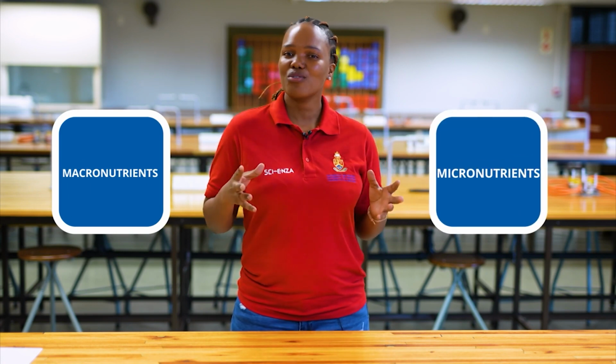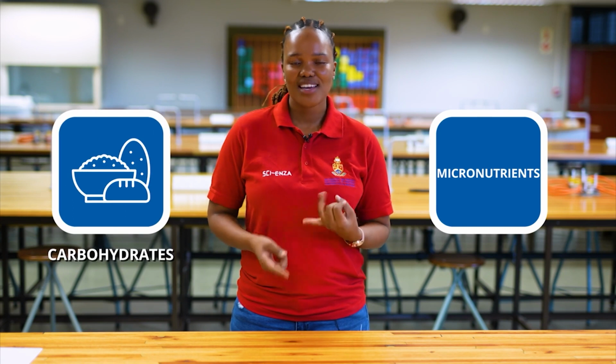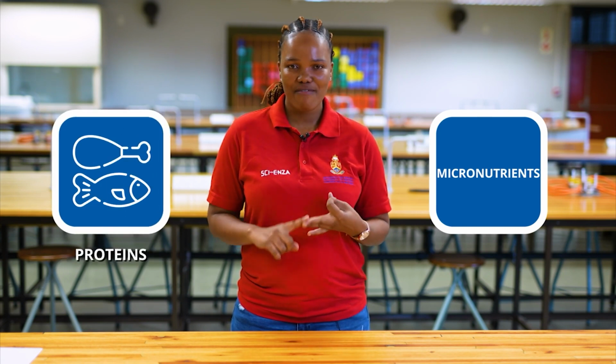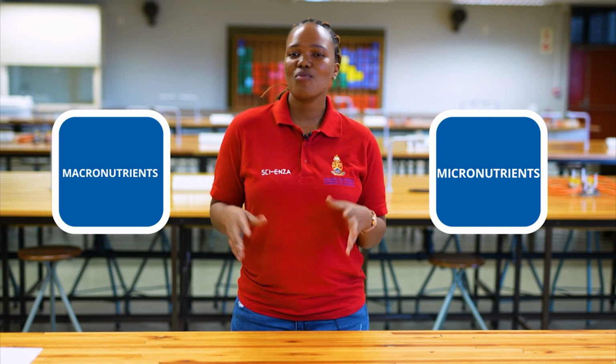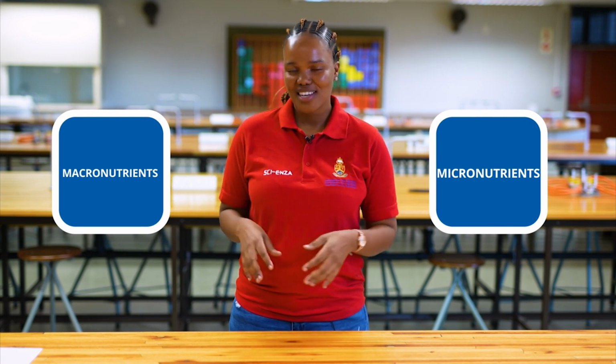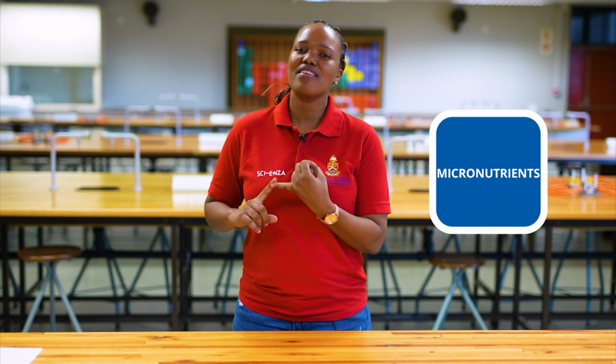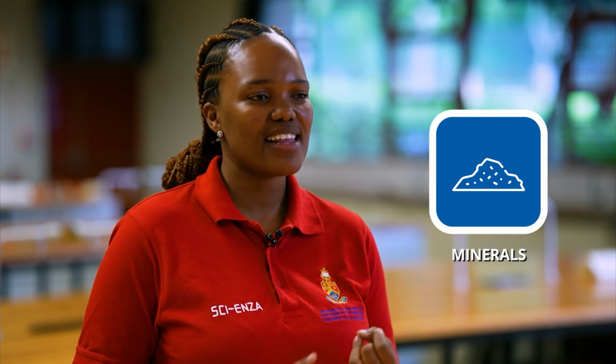Under macronutrients, we have carbohydrates, proteins, and fat. And these must be eaten in large portions. Then we have the micronutrients. Under this, we have vitamins and minerals. Under minerals, we would have anything that has calcium, anything with iron, or anything with zinc.